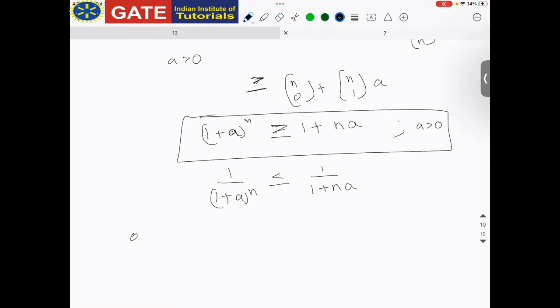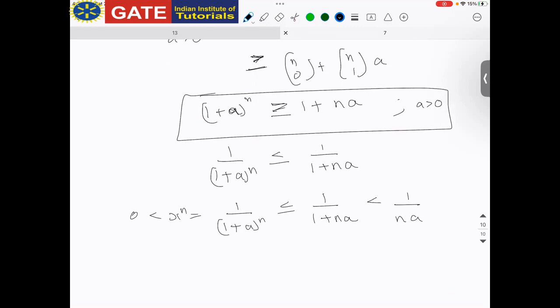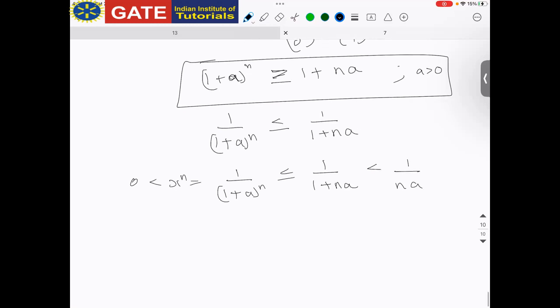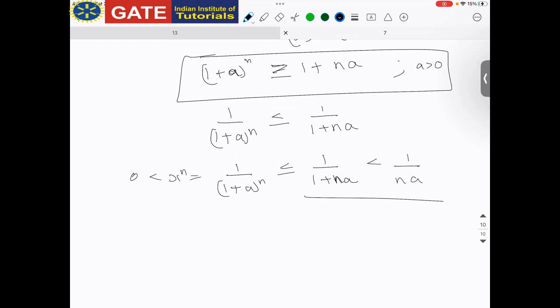Now 0 is lesser than x raised to the power n, which is equal to 1 by (1 plus a) raised to the power n. This is lesser than or equal to 1 by (1 plus na), and this is lesser than 1 by na, right? Because 1 plus na is greater than na. So if you divide by a bigger number, your number will be lesser than your original number. Is it clear, this one? Your 1 plus na is bigger than na, so when you divide, your number will become smaller.